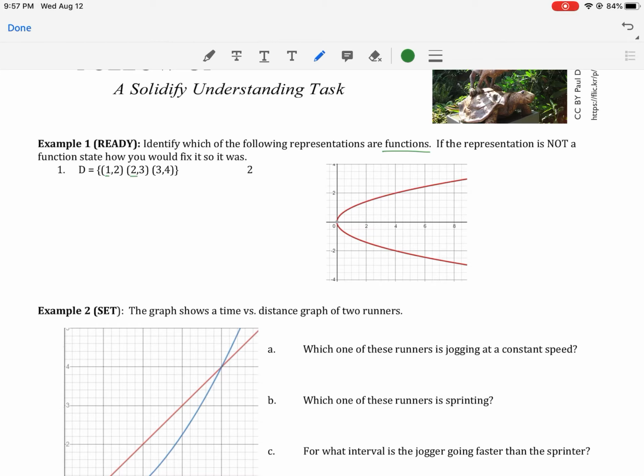So here we've got inputs of 1, 2, and 3. Since none of the inputs repeat and each one maps to exactly one output, this is a function.